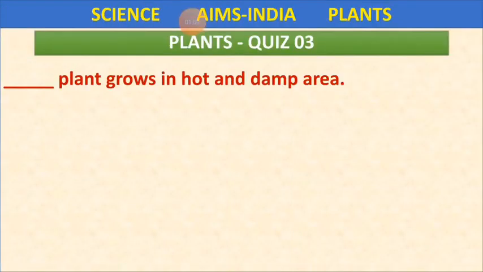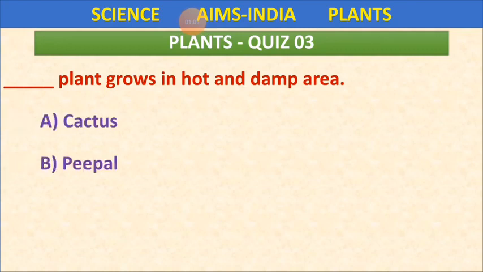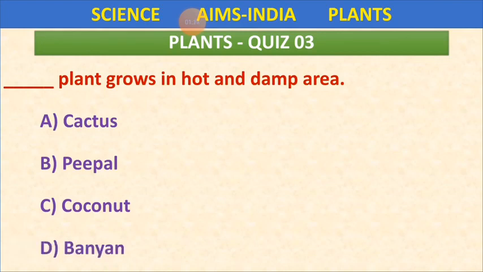Dash plant grows in hot and damp area. Hot is a very hot climate. Damp in the sense it's slightly wet, in the sense the air in that particular climate will have little moisture. That type of area is called a damp area. They are hot and they carry little moisture in the air. That type of area is called damp.